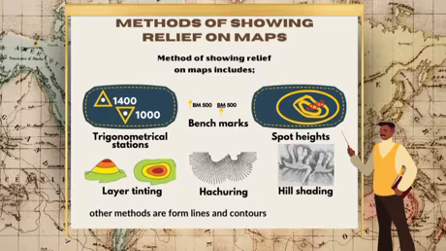We have hachures. It also denotes a method of showing relief. Hill shading is also a method. Form lines is also a method, but majorly contour lines are mostly used in denoting relief on a map.